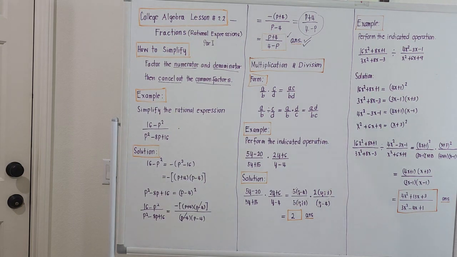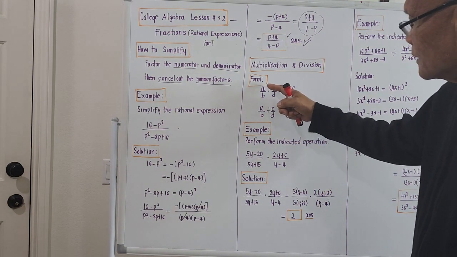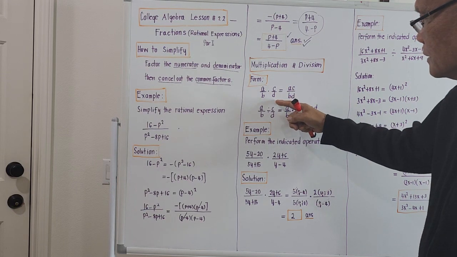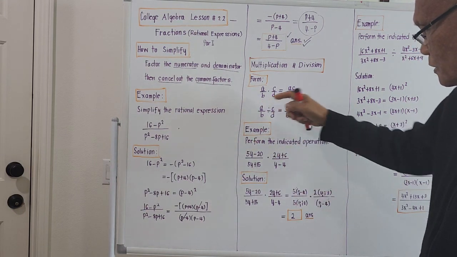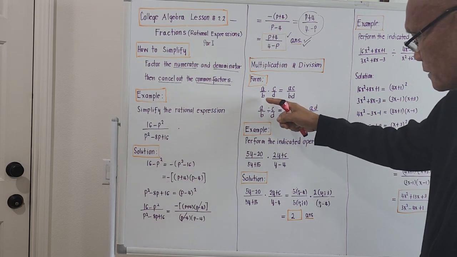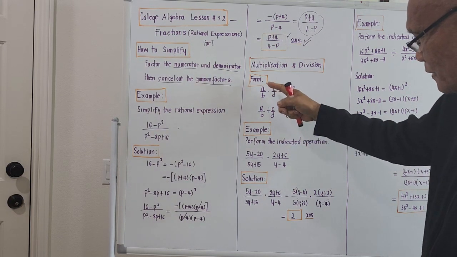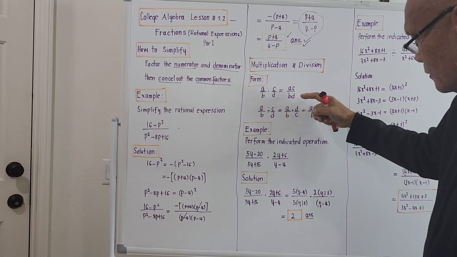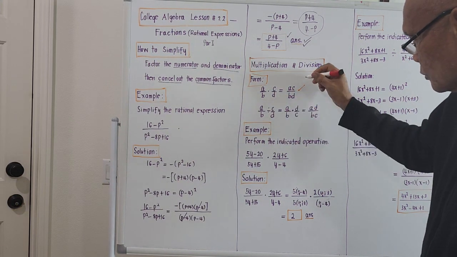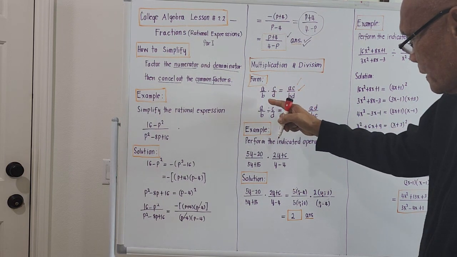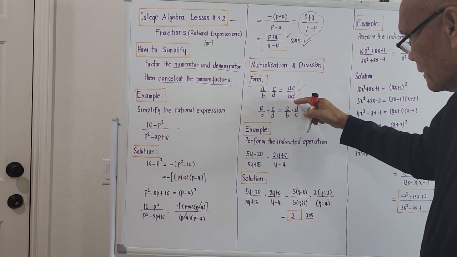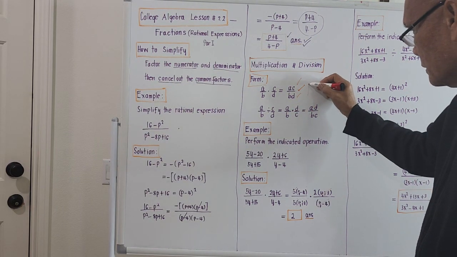Okay, let's proceed. For multiplication, if the ratio a over b is multiplied by c over d, since the operation is multiplication, numerator times numerator, that will be AC. The common denominator will be the product BD. So the product of A over B times C over D will just be AC over BD. Straightforward. Just multiply the two given numerators. That will be the overall numerator. And multiply the given denominators. So that will be the overall common denominator. That is for the operation multiplication.